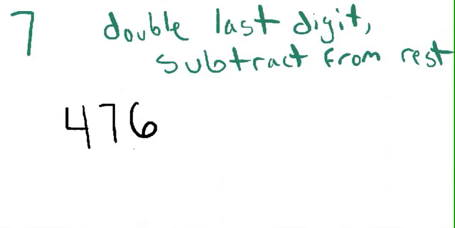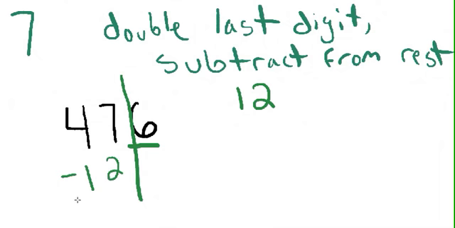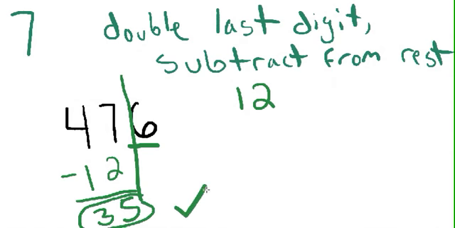Okay, the rule for 7 is the most tricky one, but here it goes. You're going to look at that last digit, and we're going to double it. 6 doubled is 12. You're going to take that doubled last digit and subtract it from the rest of the numbers. 47 minus 12 is 35. And then ask the question, does 7 go into that result? 7 go into 35? Yes.